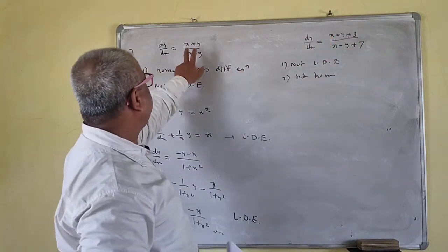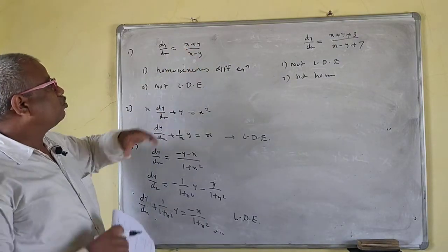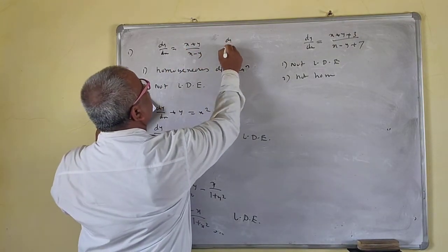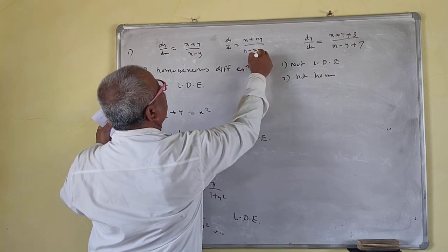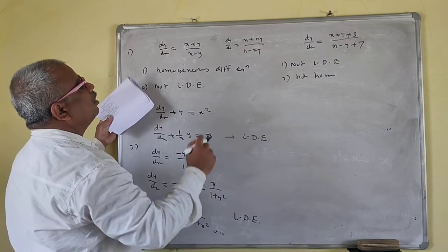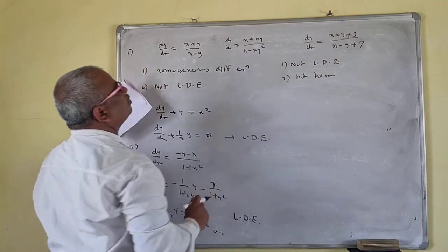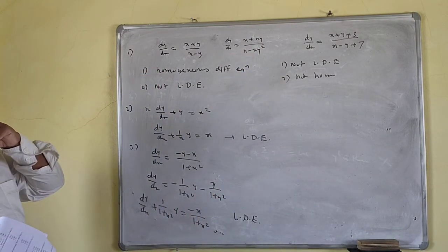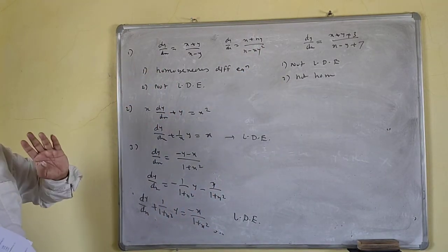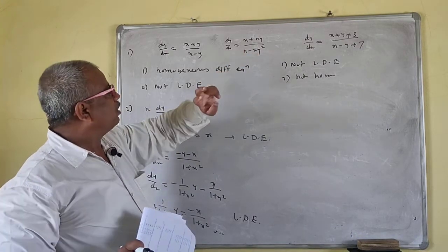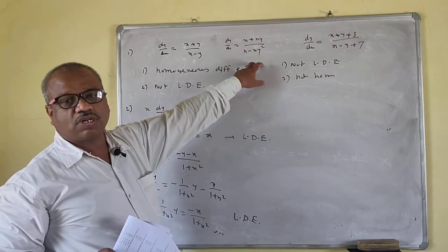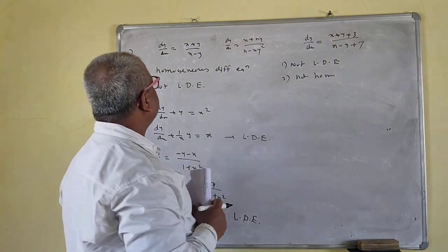Here the constant term is not there, x plus y. So if this is dy by dx is equal to x plus xy upon x minus x y square, suppose, this is also not a homogeneous differential equation. This is a non-homogeneous differential equation. This is also not a linear differential equation.